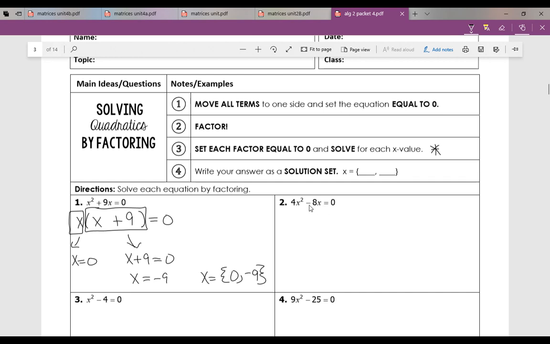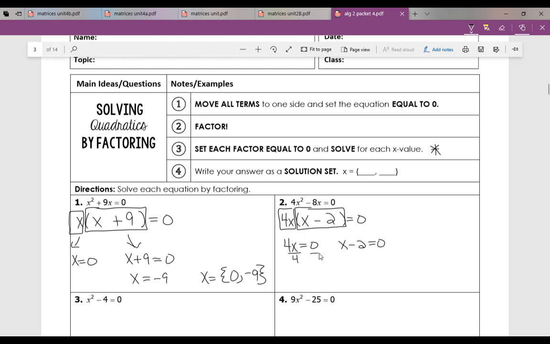Another binomial. Do you have a greatest common factor? And not just the 4, but there's a variable, 4x. So when I write this, 4 divided by 4 is 1. Subtract the exponent. Negative 8 divided by 4, negative 2. When you subtract the exponent, the variable drops out. So you have 2 factors. You have the 4x, which is the greatest common factor, so we're going to set that equal to 0. And then you have the x minus 2 factor that we will also set equal to 0.